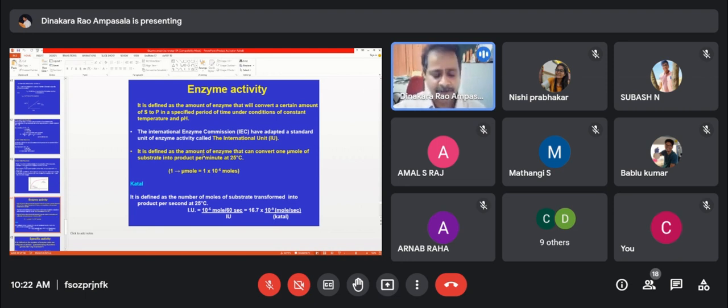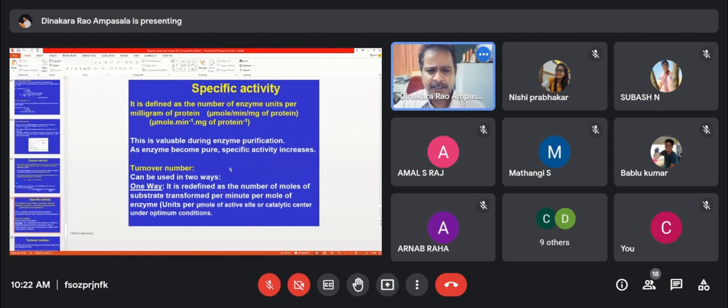Those enzymes have a very fast activity rate, and these enzymes are expressed in katals. Katals can be used for all types of enzymes, but they express activity in seconds. We need to keep that in mind.